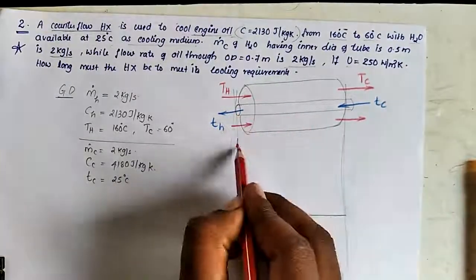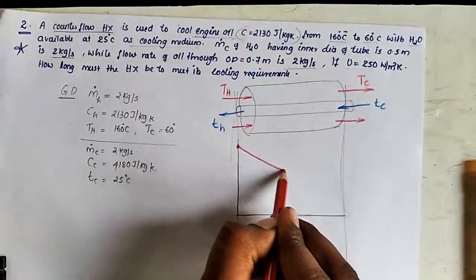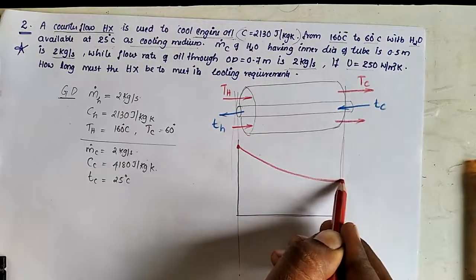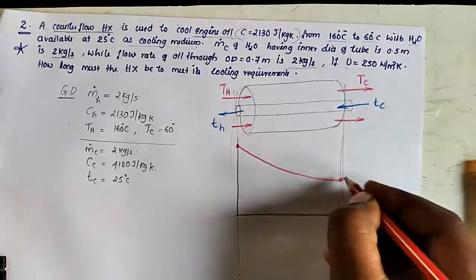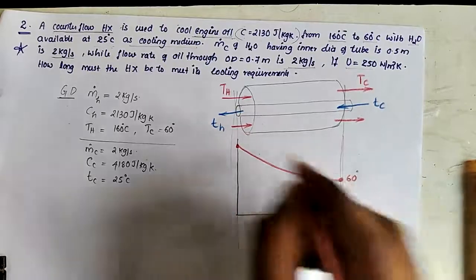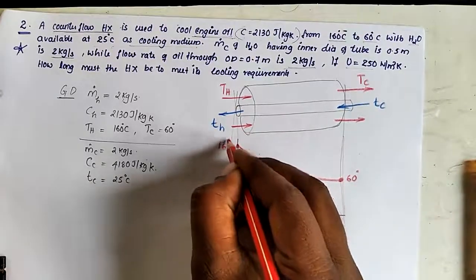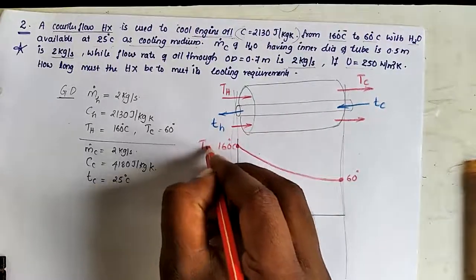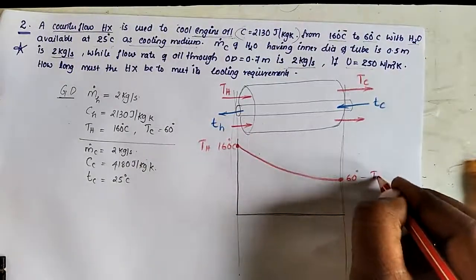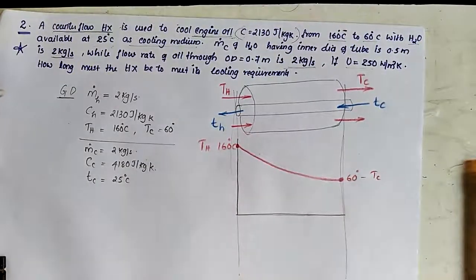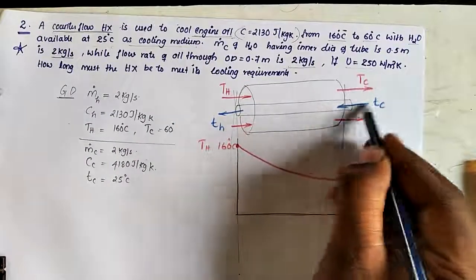If the length goes on increasing, the temperature goes on decreasing due to the heat exchanging process. That means here somewhere we will get 60 degrees Celsius, here 160 degrees Celsius. This is capital TH, this is capital TC. Similarly, this is the inlet side of the water.